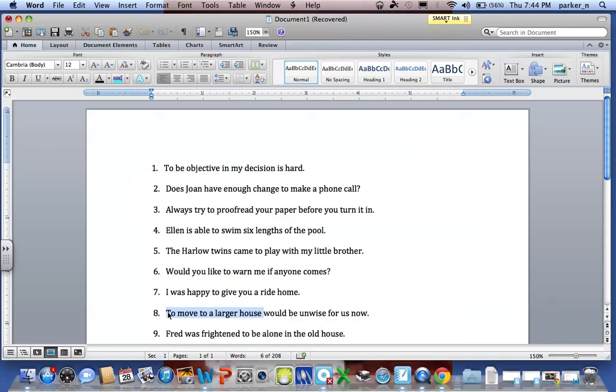Number 9, Fred was frightened to be alone in the old house. To be alone in the old house is our infinitive phrase. It's telling us why Fred was frightened. It is acting as an adverb.